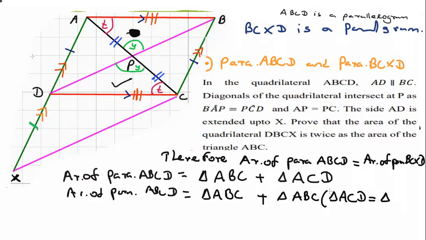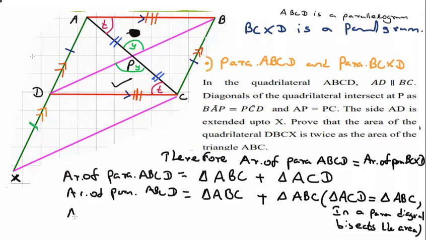I'm not writing the word area, but you have to write the word area. You can just say AR, area, of triangle ABC, comma. The reason for that: in a parallelogram, the diagonal bisects the area. So the entire parallelogram's area is cut into two equal pieces by the diagonal.